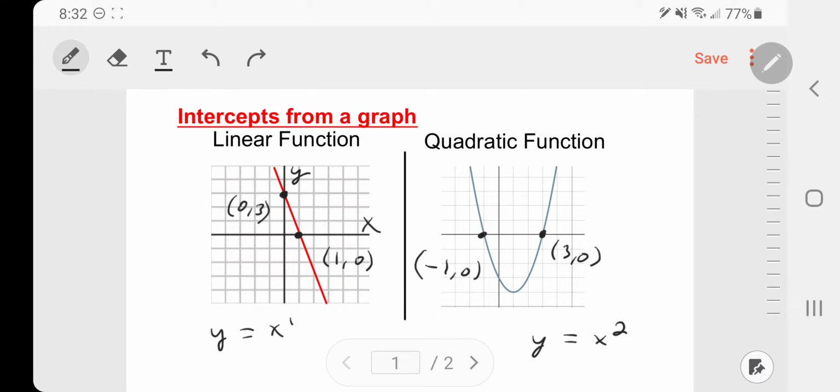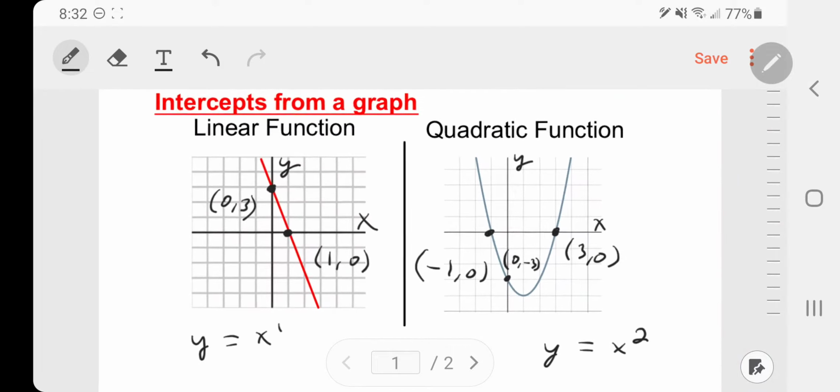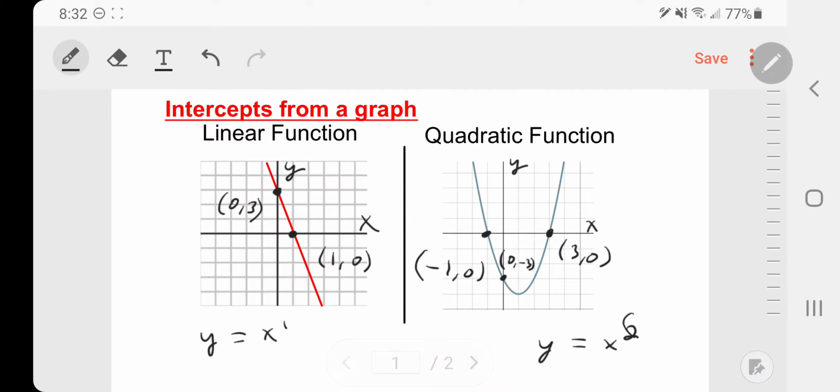Alright, and we also have a y-intercept. Again, we're looking for where it crosses the y-axis, which is this point right here, which would be 0, -3, and that would be my y-intercept. Again, the degree of a function tells you the maximum amount of times that your graph could cross the x-axis. So that is the idea behind that.